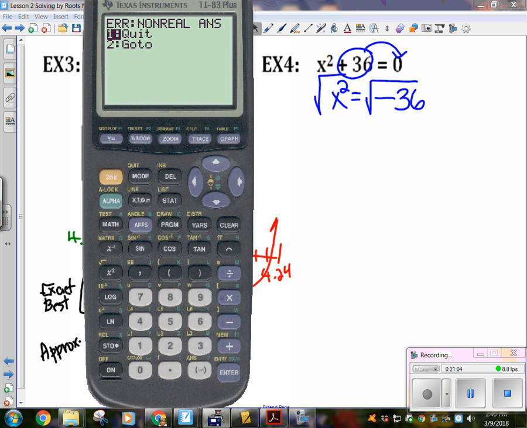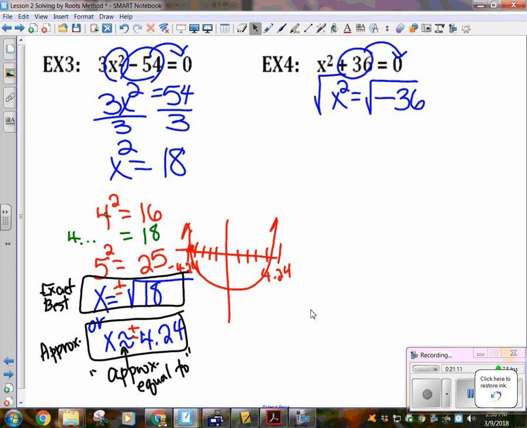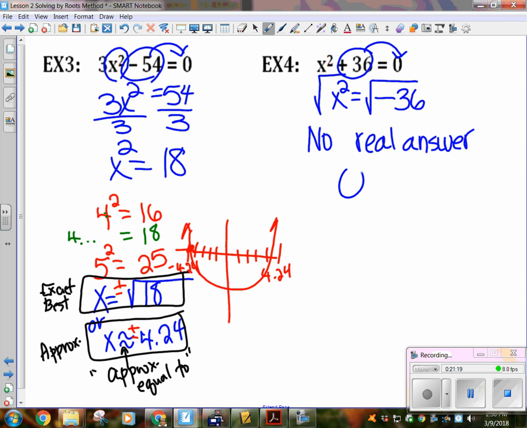Okay, this one is no. It's non-real. That means that there is actually an imaginary answer, which we'll talk about later, but there's no real answer. Or no solution. You could do the 0 with the circle through it. I mean, circle with a line through it.